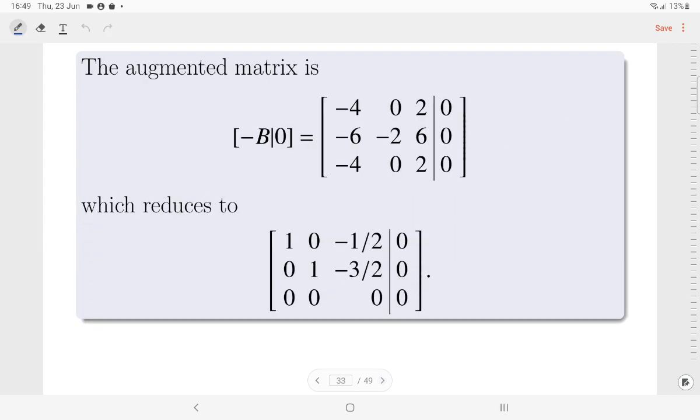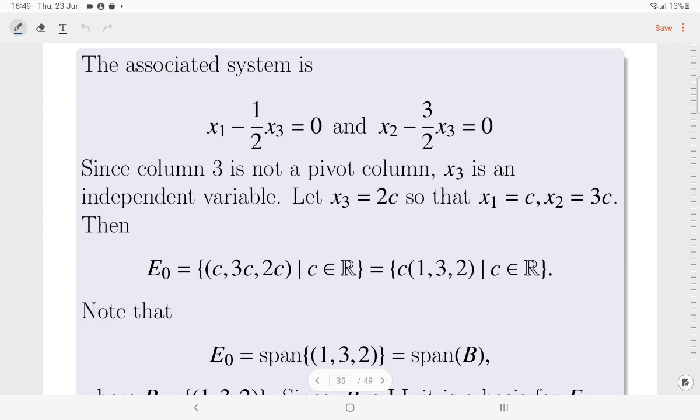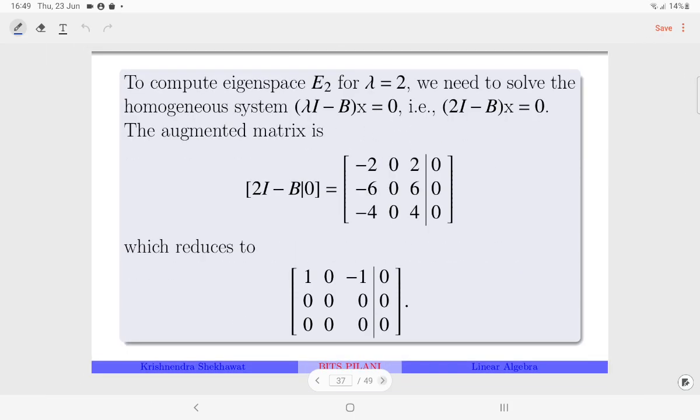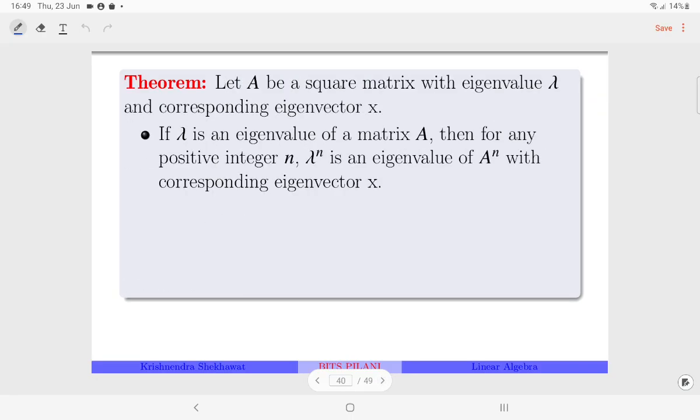So I have added the solutions in the slides also. You can see by yourself. All the details have been added.